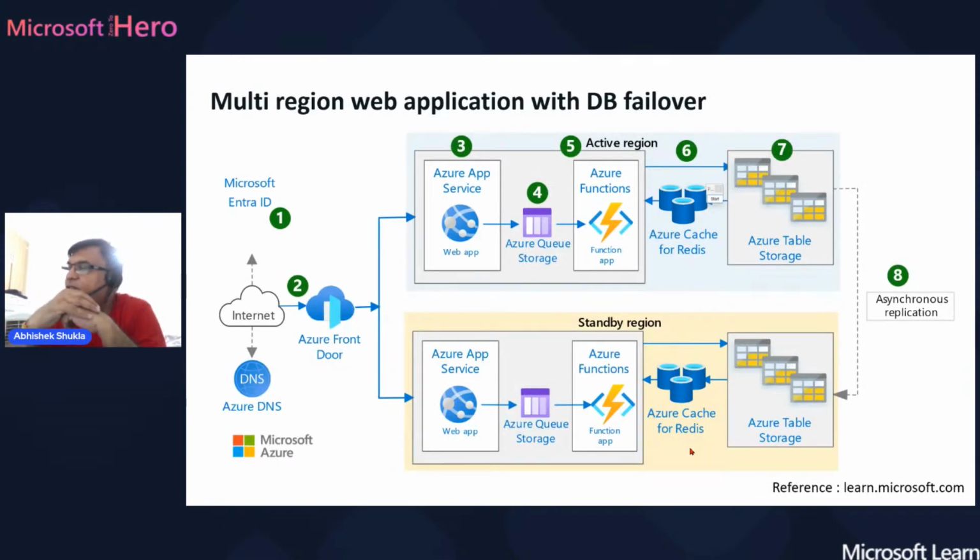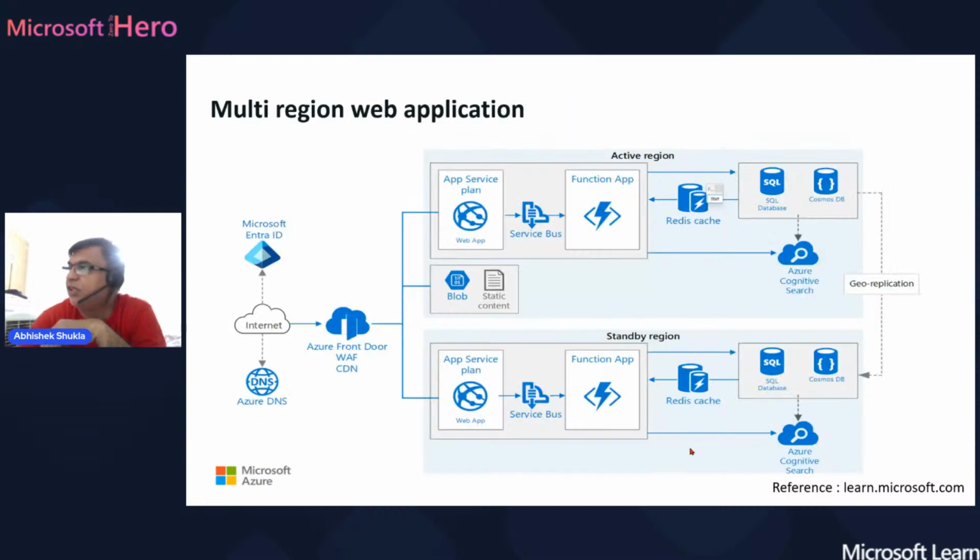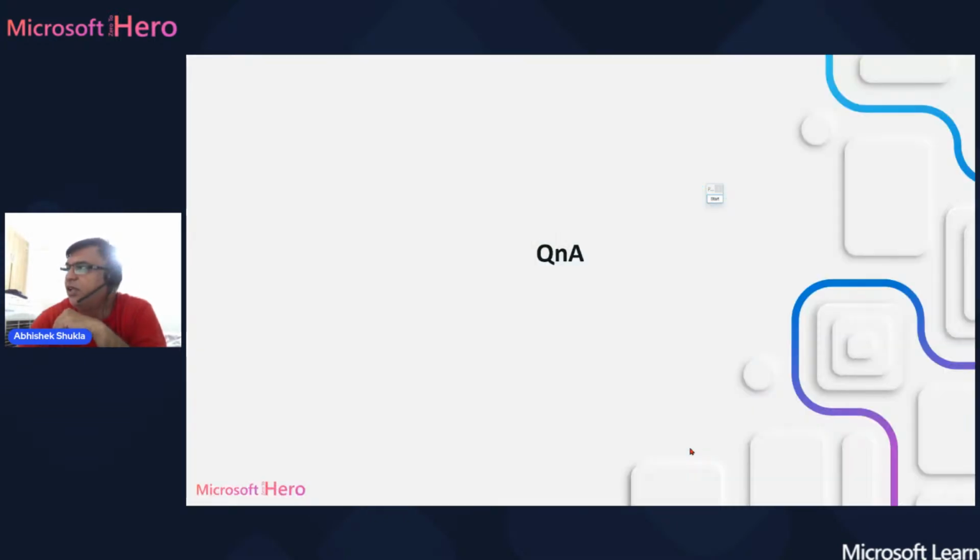Then if you are using a multi-region deployment for database failure, there is another good architecture available on MS Learn. I will suggest all of you to look for high availability or multi-region architectures. Search on MS Learn for multi-region web application with DB failover or data failover or zone redundancy, and you will find all these good resources there. Multi-region web applications you can create like this.